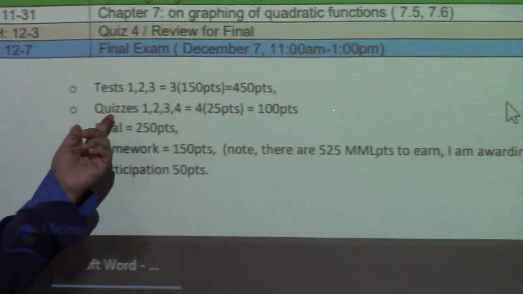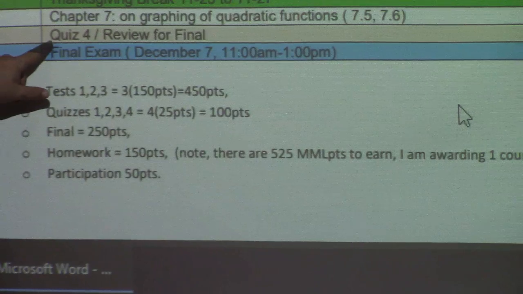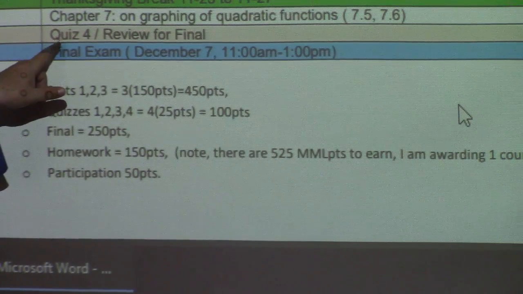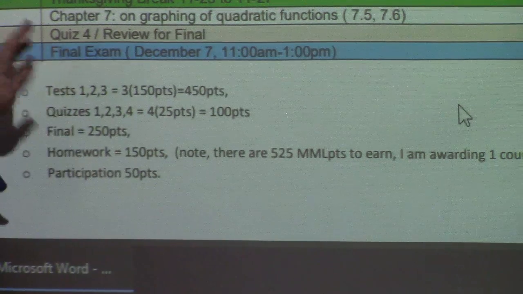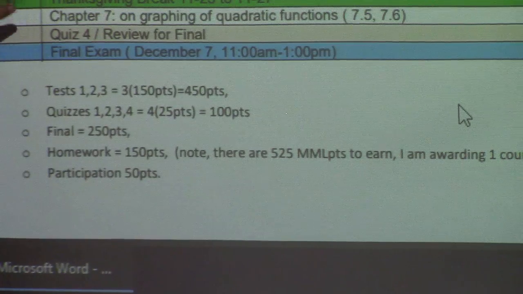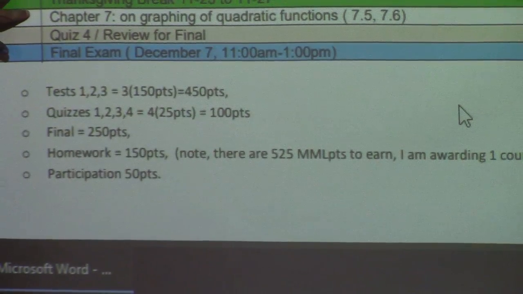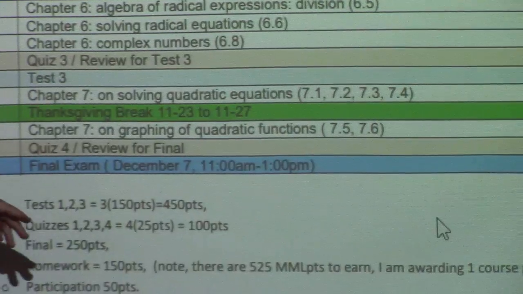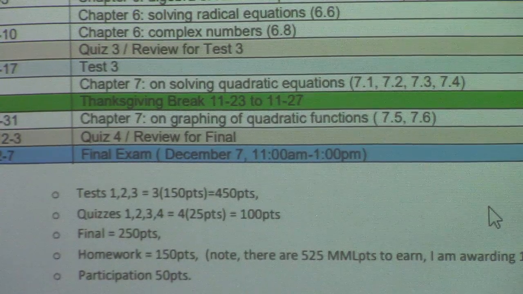There are 4 quizzes. 1 before each test, the first 3 tests, and there's 1 at the very end to try to make sure that you're ready for the quadratic equation stuff on the final, right? So we want to have that the last day of class. I give you a quiz on quadratic equations and functions and stuff like that. Quiz 4 is on the material past test 3, so it's basically just on these 2 days, chapter 7. And so we'll have a quiz on basically quadratic equations and graphing quadratic functions, and then we'll review for the final that day, okay?